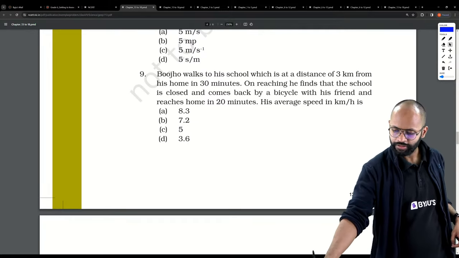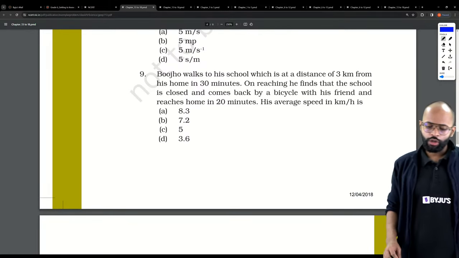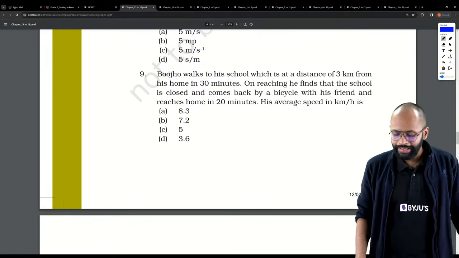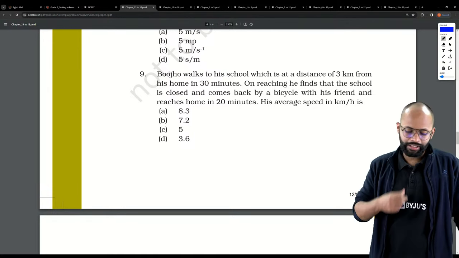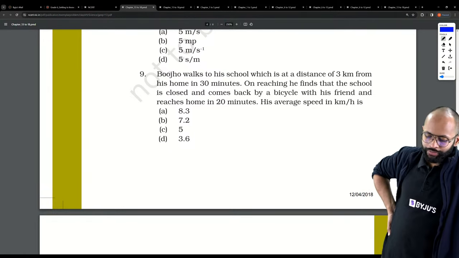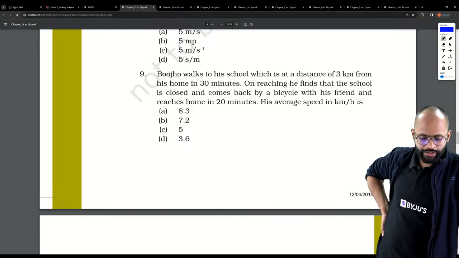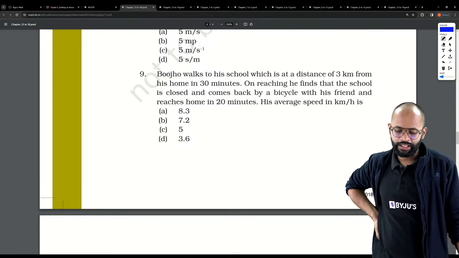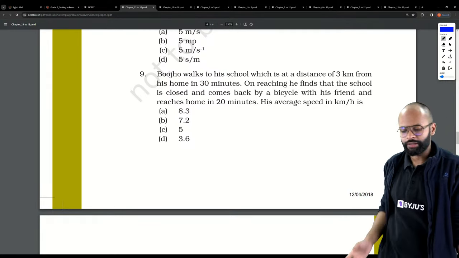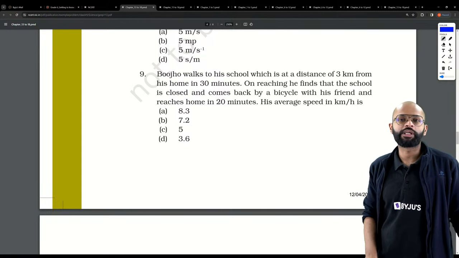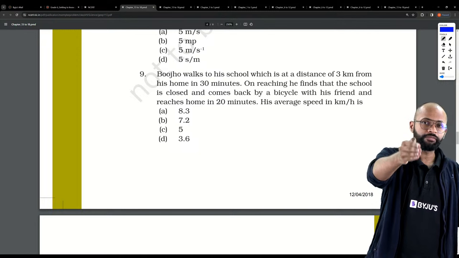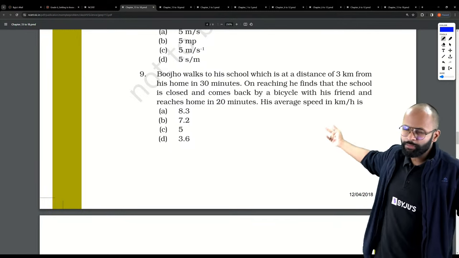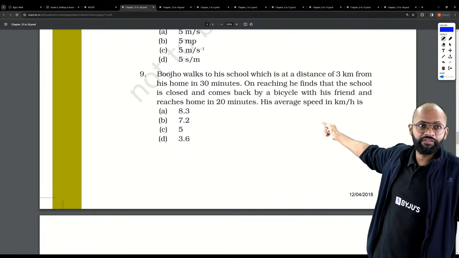Ninth. Bujho walks to his school which is at a distance of 3 kilometers from his home in 30 minutes. On reaching he finds that the school is closed and comes back by a bicycle with his friend and reaches home in 20 minutes. His average speed in kilometer per hour. Good question, not a difficult question but very very commonly asked exam question. Ye bada common exam question hai, answer chahiye fatafat.